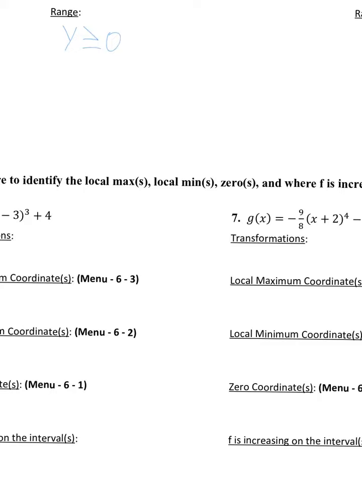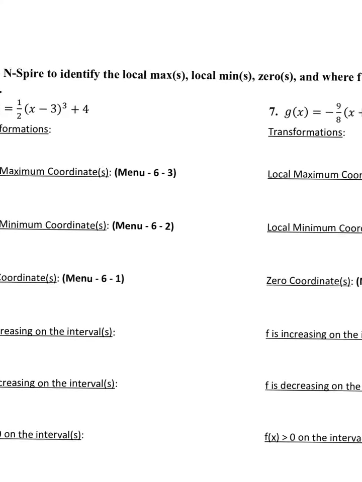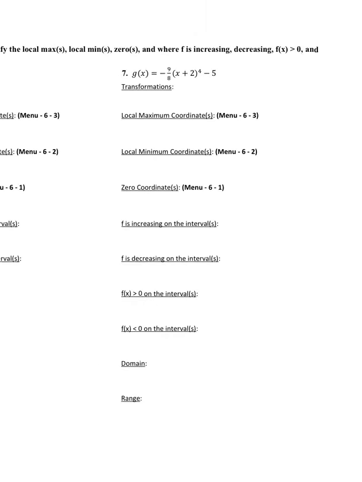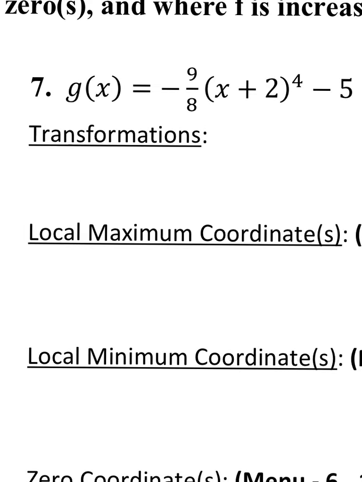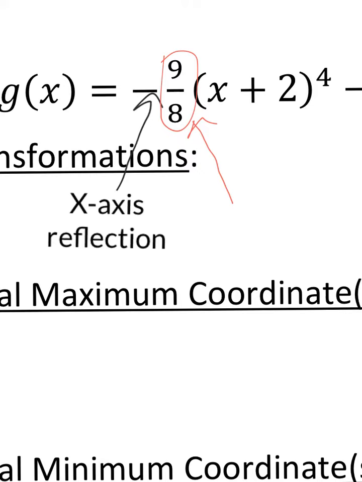6 and 7 we're doing in the calculator. And then I'm just kind of putting it all together here. So I'm asking a bunch of questions on 6 and 7. The first thing I ask are the transformations. So what is this negative doing on the outside? Any negative on the outside is an x-axis reflection. The next thing to identify is what that 9/8 is doing. If it's bigger than 1, it's a vertical stretch. If it's smaller than 1, it's a vertical compression. 9 is bigger than 8. So if the number on top is bigger than the number on bottom, it's bigger than 1. So it's a vertical stretch.